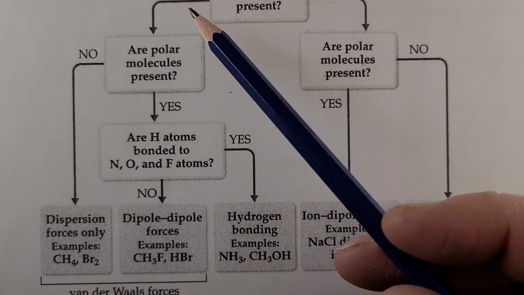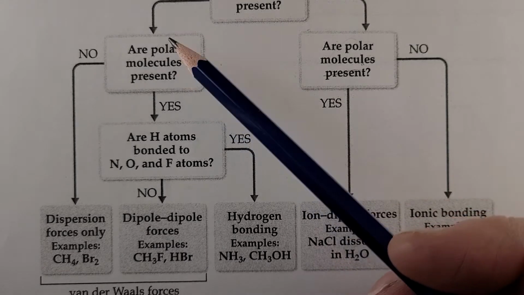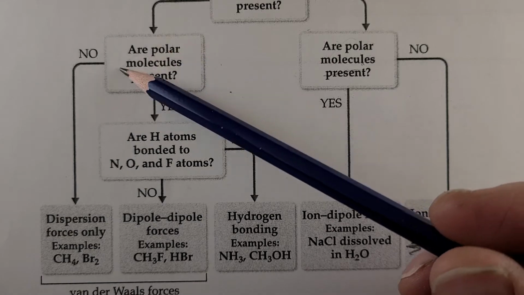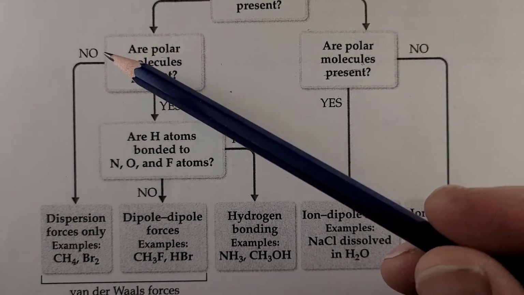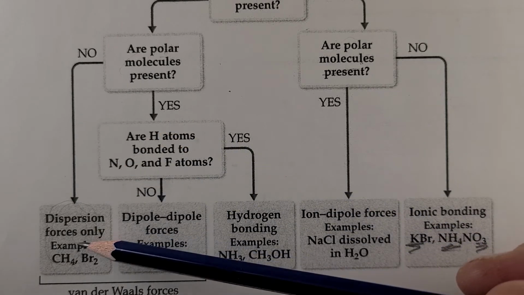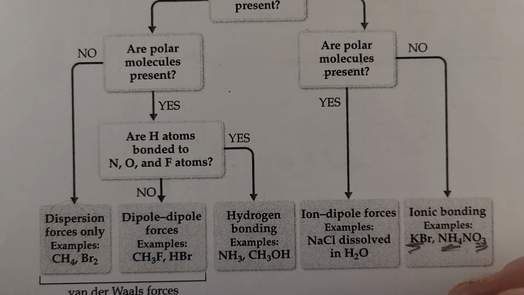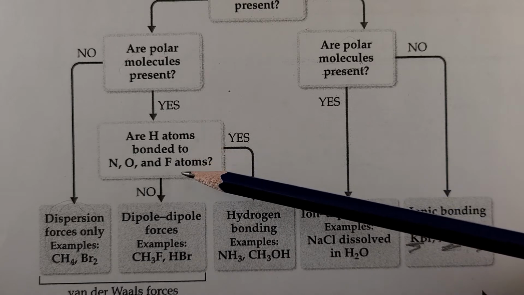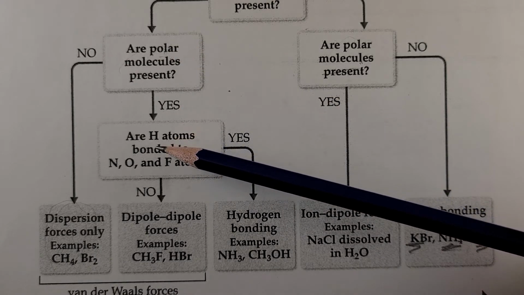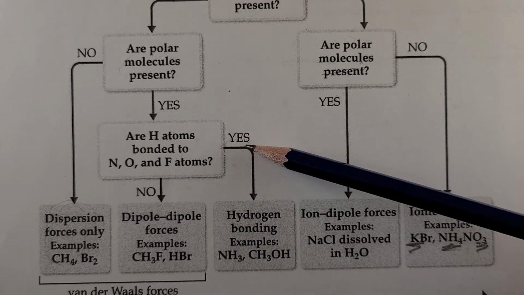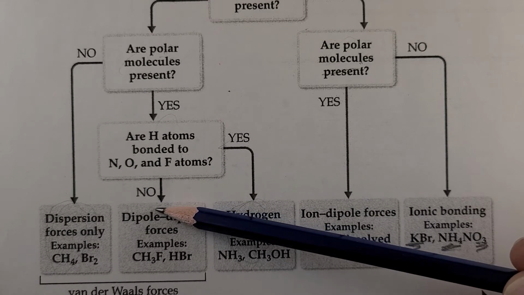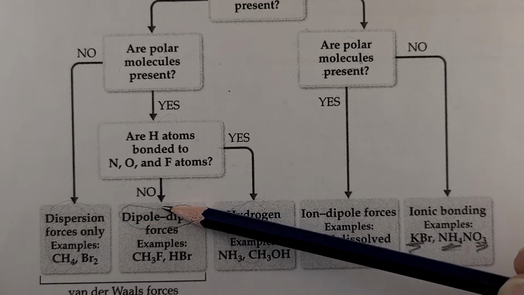Now, if I don't have ions present, are they molecules? Yes. Are they polar molecules? No. Then we just simply have dispersion forces, such as between nonpolar methanes or nonpolar bromides. But if they are polar, does it contain H bonded to an N, O, or F? If yes, then it's going to be hydrogen bonding. If not, then it's not hydrogen bonding, but it is still a dipole.